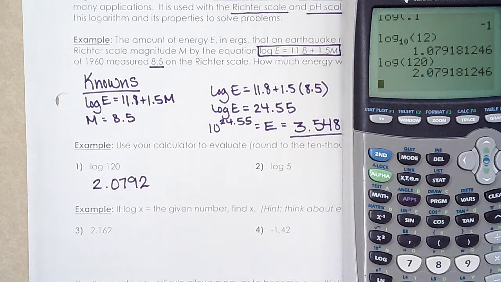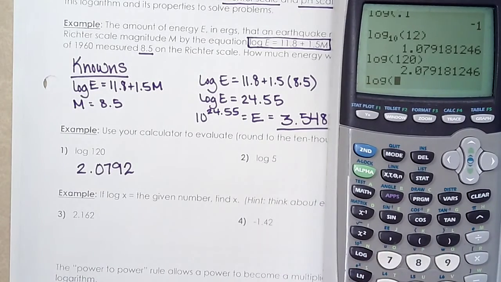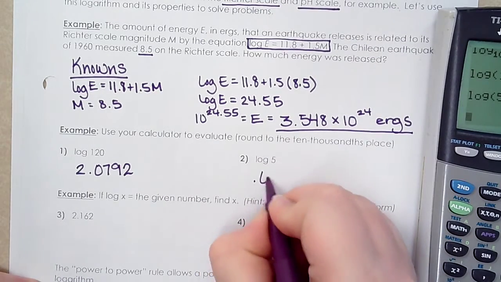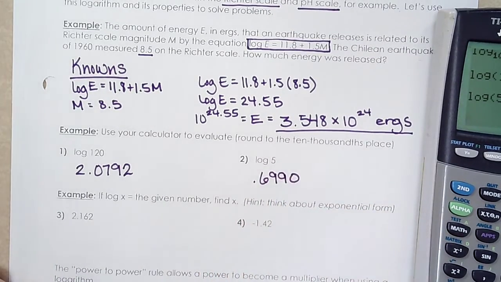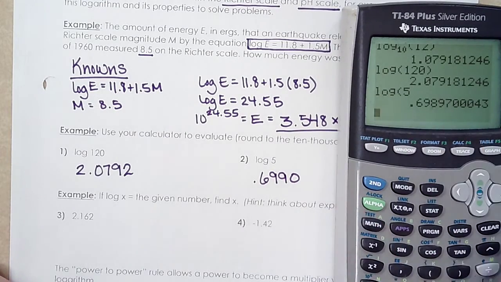So if I say evaluate this common log, these are going to be the ones you like because you can just throw them in a calculator. Log of 5 is 0.6990 when I round. Notice because I'm rounding that 7 up.